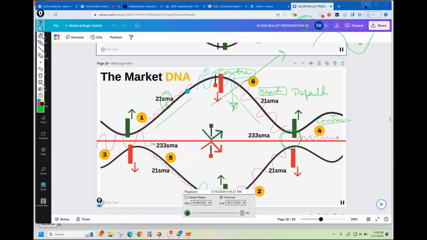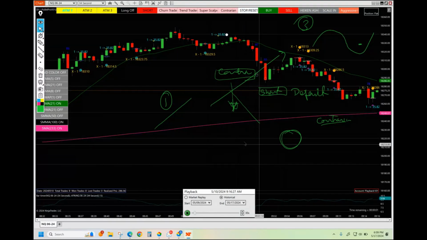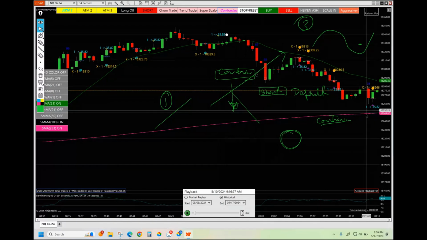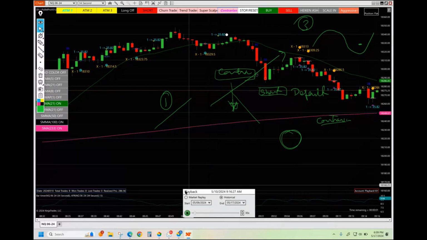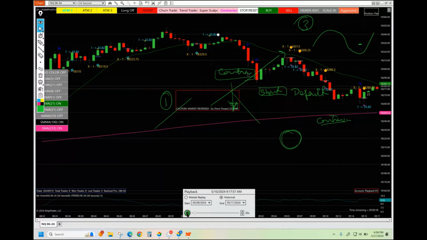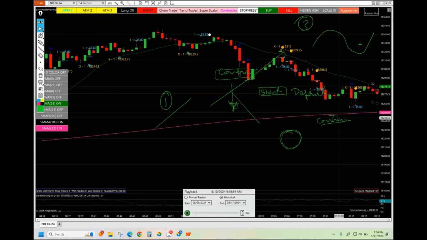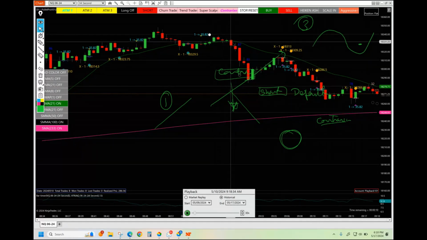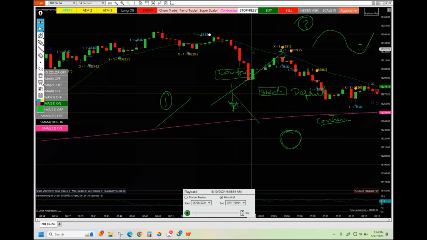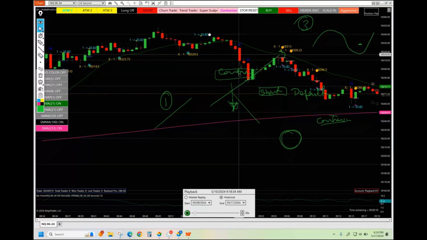Going back to my chart, I will turn contrarian on because it's close to the 233 SMA, and I'm still taking short trades only. The reason I'm taking short trades is because price is below the 21 SMA. The 21 SMA is kind of a guide for me. Price above the 21 SMA, I take long trades. Below it, I take short trades, but only when a big candle has been formed.